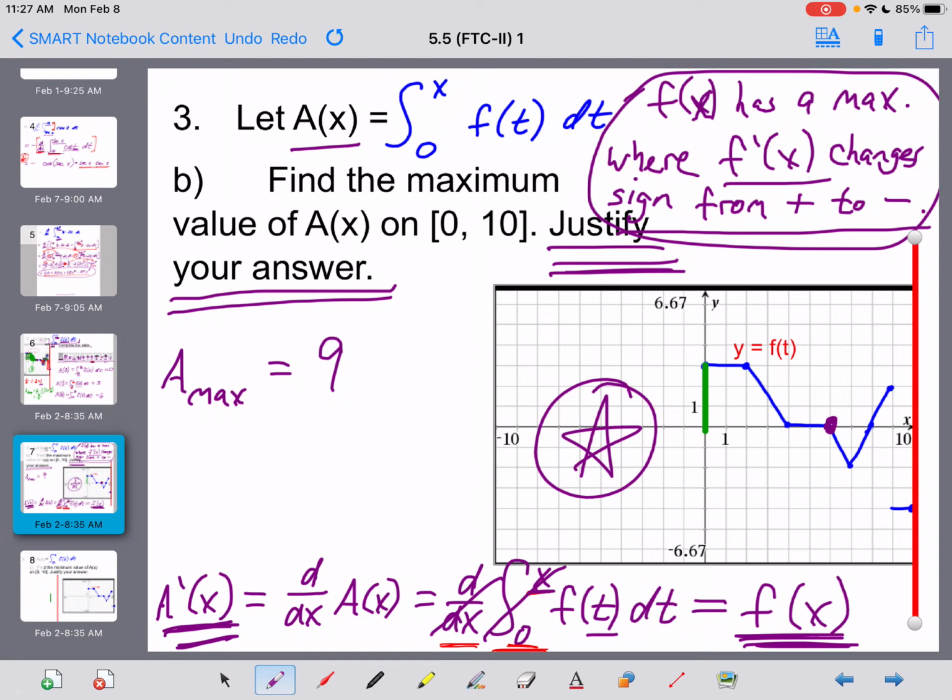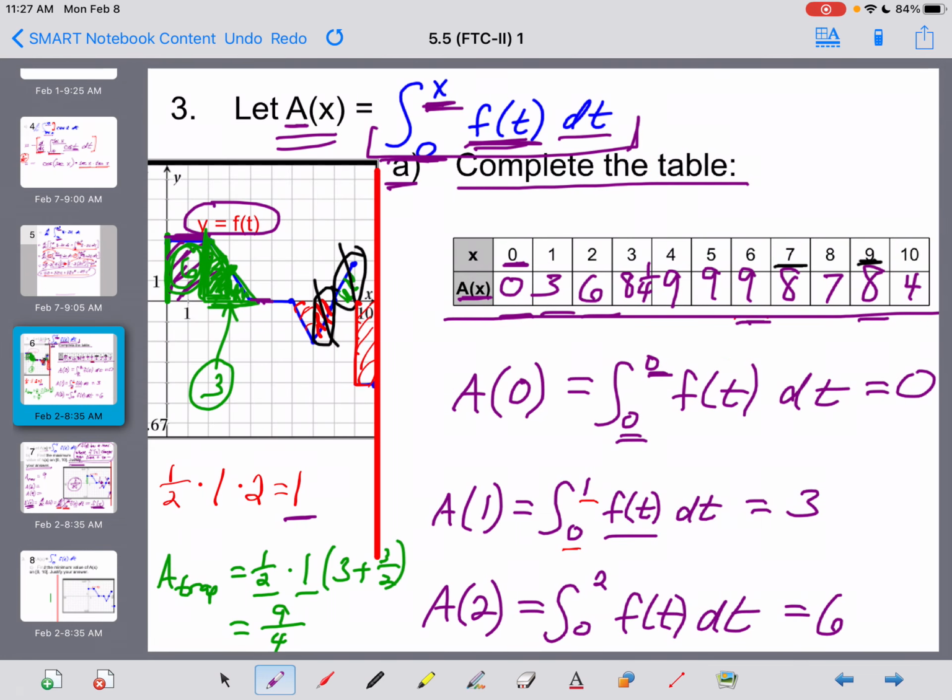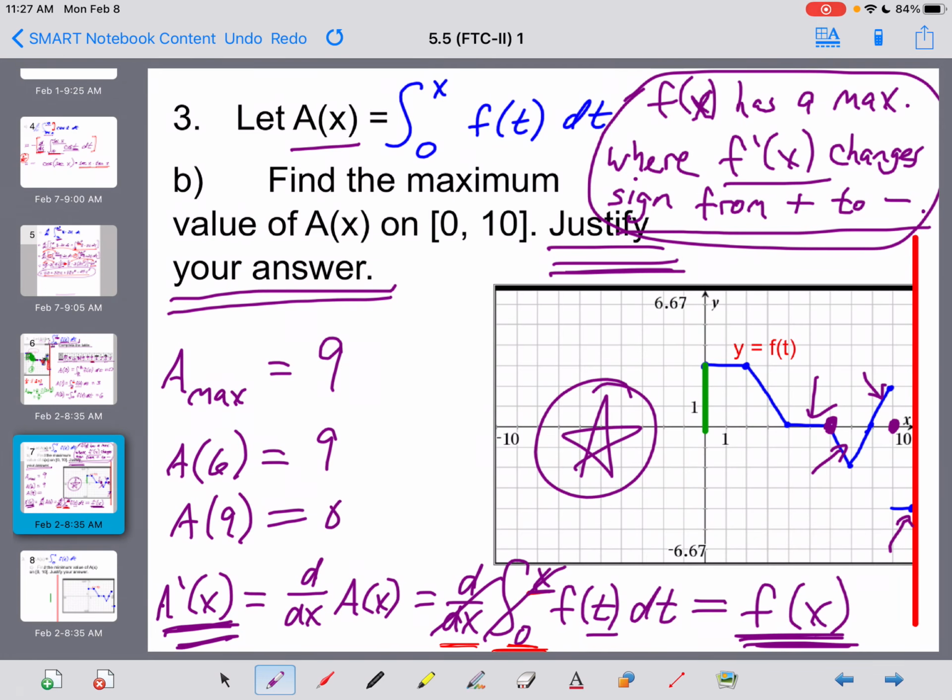All right, and it also happens again right here at 9, where this function was either positive or, in this case, 0, and then it became negative, and the same thing happens here at 9. Prior to 9, f of t was positive. After 9, f of t was negative. So your only potential answers here, guys, would occur at A of, and I think that was a 6 if I'm not mistaken, okay, or at A of 9. And if I go back to my table here, A of 6 was 9, A of 9 was 8. So 9 and 8. These are my two potential maximum values.